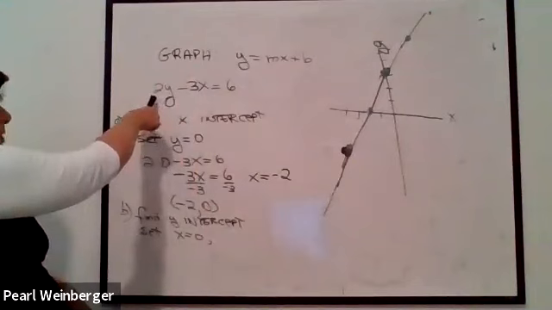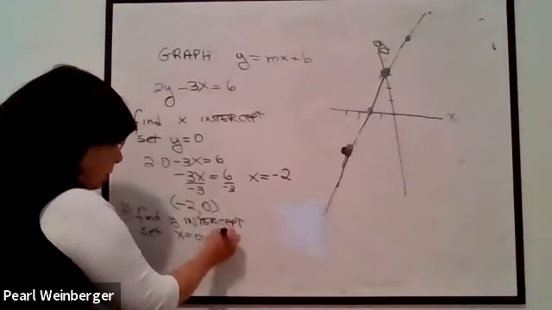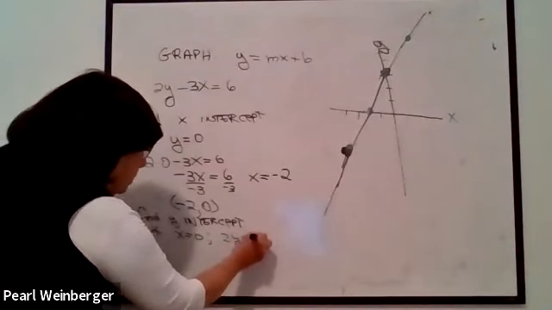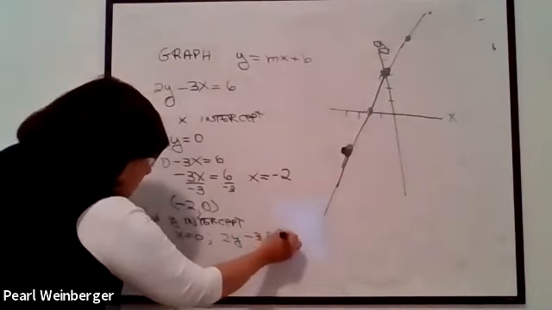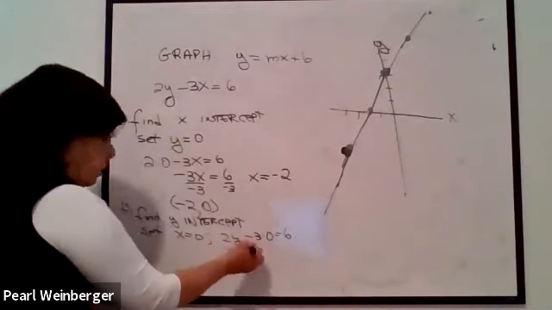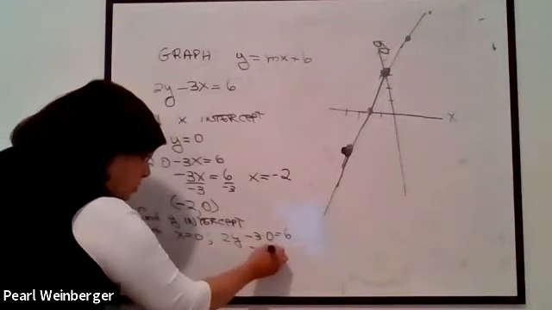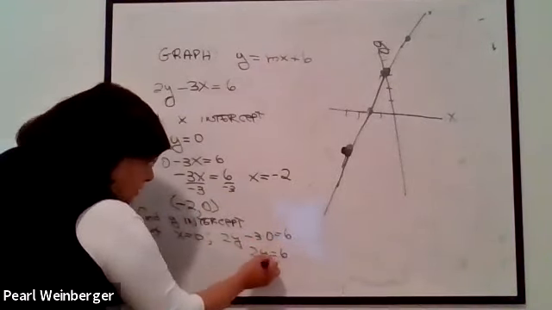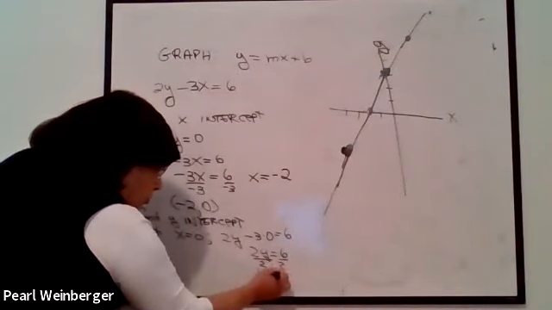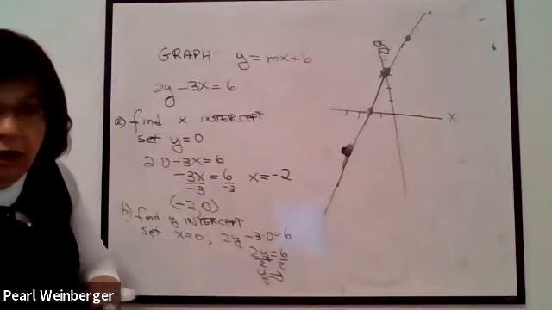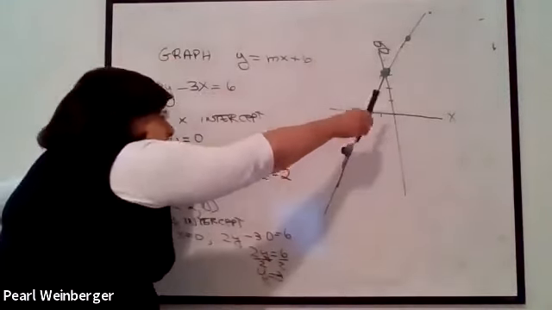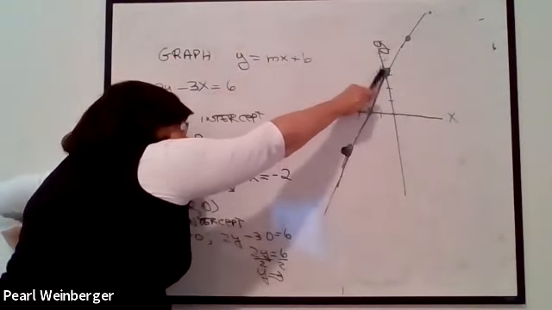Notice what's going to happen then: I'm going to get 2y minus 3 times 0 equals 6. Again, 3 times 0 is 0, and 2y minus 0 is just 2y. So this gives me 2y equals 6, and we get y equal to 3. Just as we had said before, when we even actually graphed it, y is equal to 3.